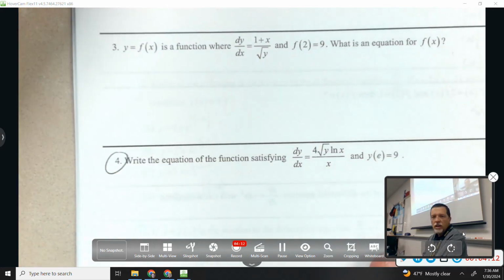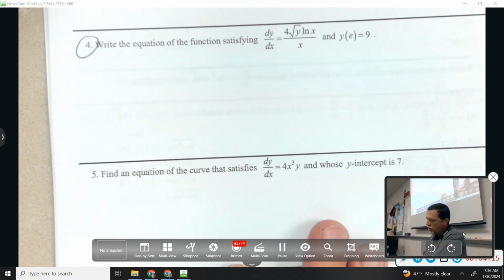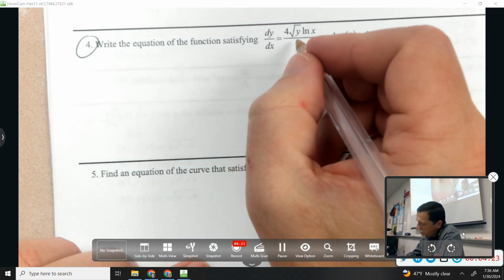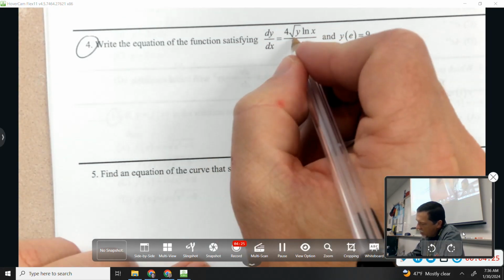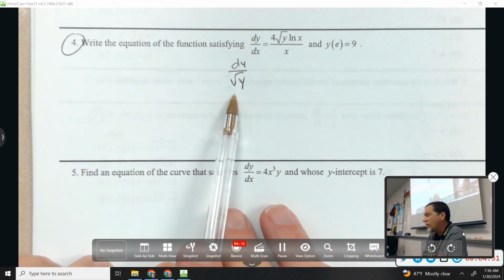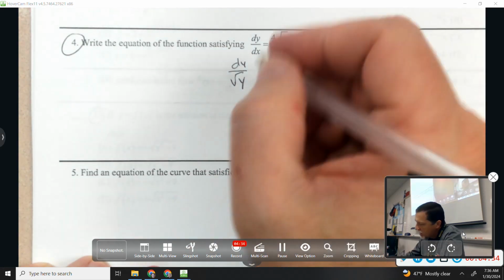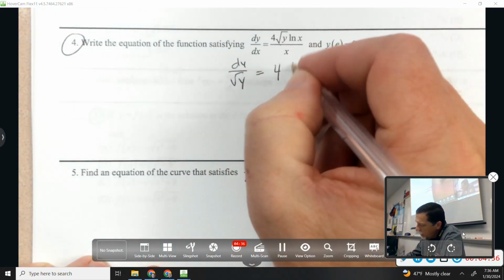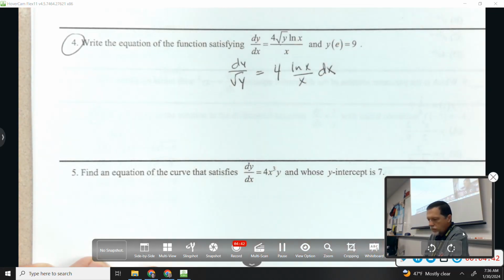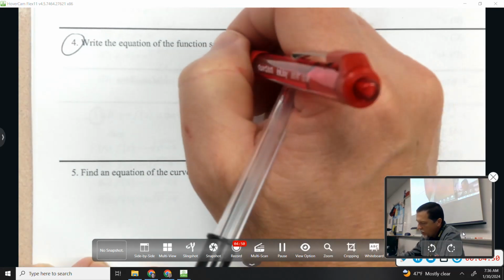Number 4. Write the equation of the function satisfying that thing. y of e equals 9. Okay, let's see. I would divide both sides by square root of y. I'm going to have to change that into a power at some point to take an antiderivative. And I'll move the dx to the other side. So there's my separate step. Again, showing that step is worth a third or a fourth of the points, so make sure you show it.